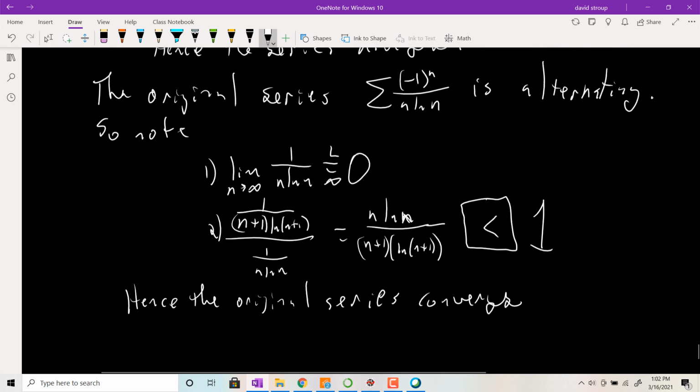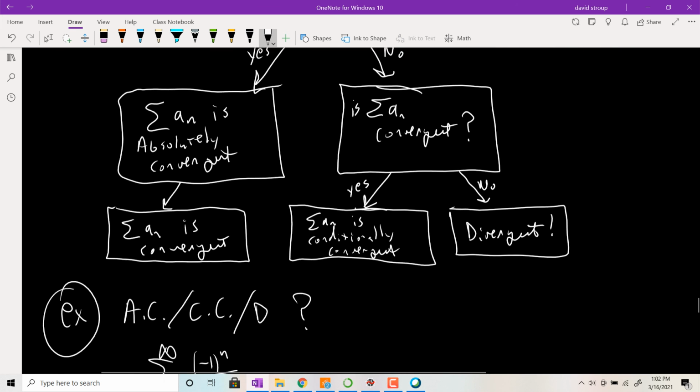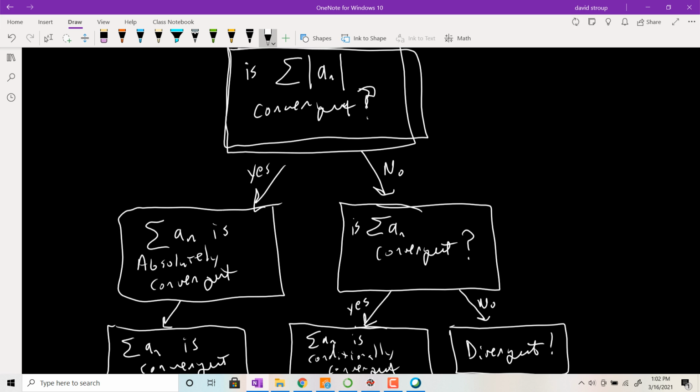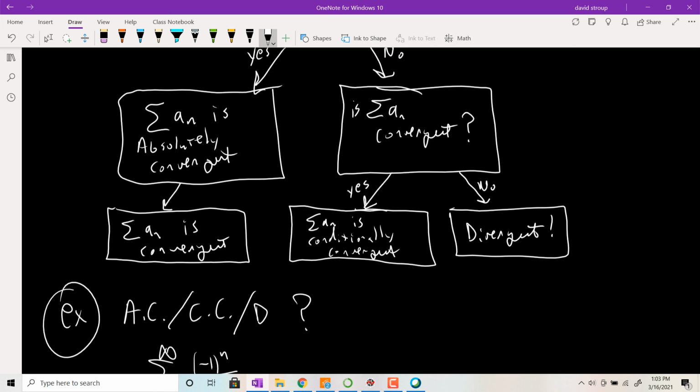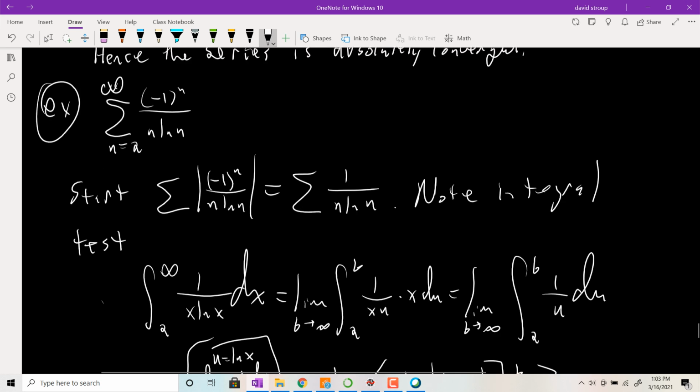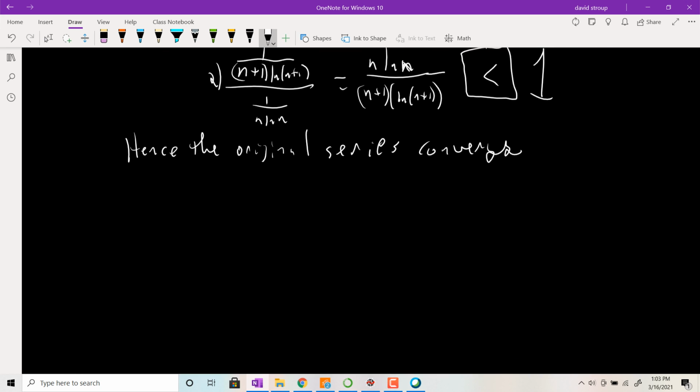Okay. Going back to our flowchart then, where are we? So we've shown that this thing is not absolutely convergent, so we're over here. And then we noted that this thing is convergent, so we're in the conditionally convergent category. Okay, so hence the series is conditionally convergent.